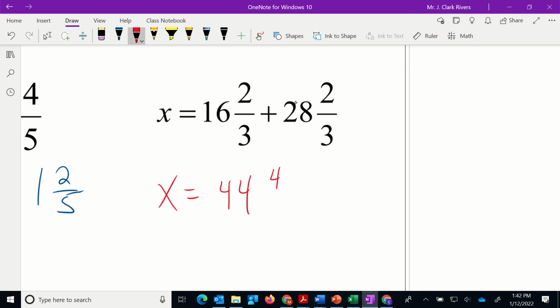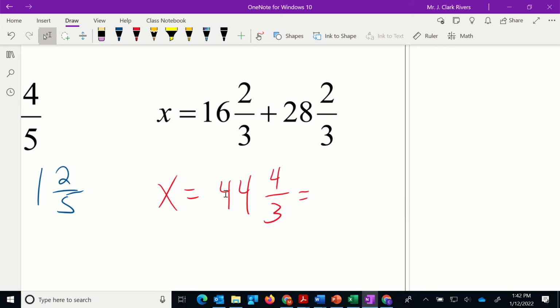I got 4/3. Now, I mentioned earlier, and this is what you should have done, good. I mentioned earlier we don't want to have improper fractions. What is an improper fraction? It's when the numerator is larger than the denominator. So if we have a mixed number, we don't want to have an improper fraction and a mixed number together. It's okay to have mixed numbers, that's fine.